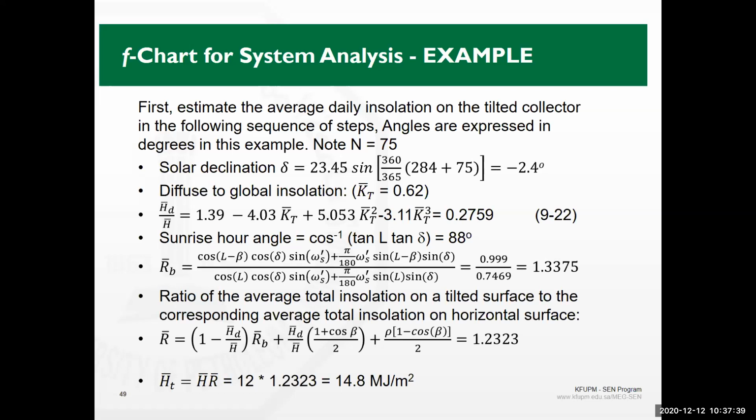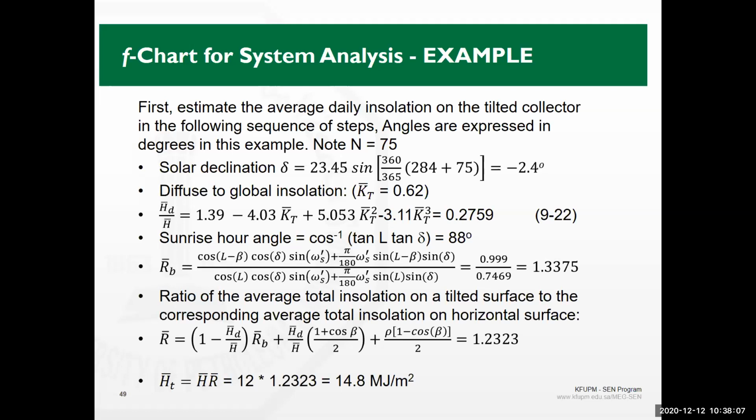So HD over H, which is diffuse to total insolation, and KT is being given in the problem. So the ratio is 0.2759. The sunrise angle is being given here according to this relation as 88 degrees. So the value of RB, the ratio, is being given here according to this long equation as 1.33.